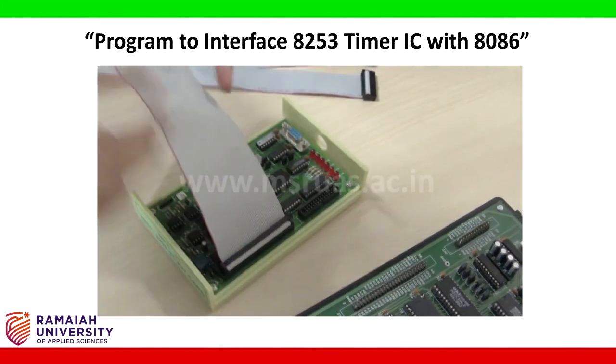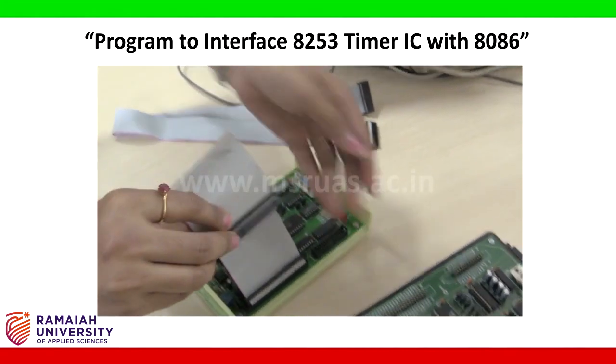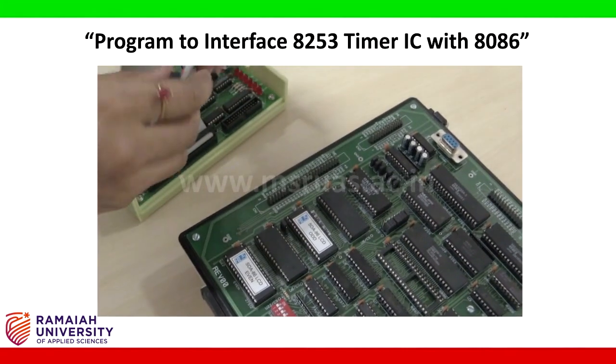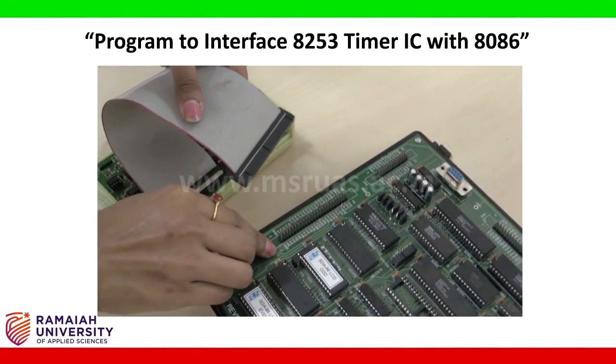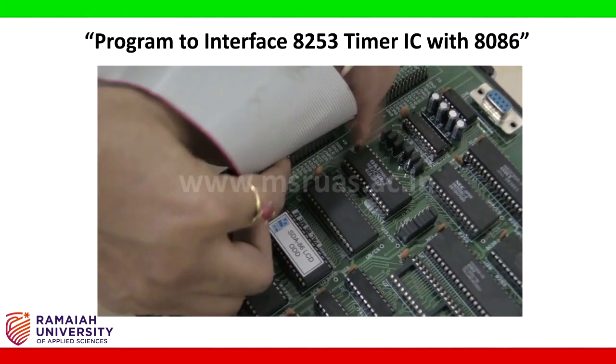The other end of this should be connected to the 8086 kit. This should be connected in such a way that this red line should be facing the one of the 8086.